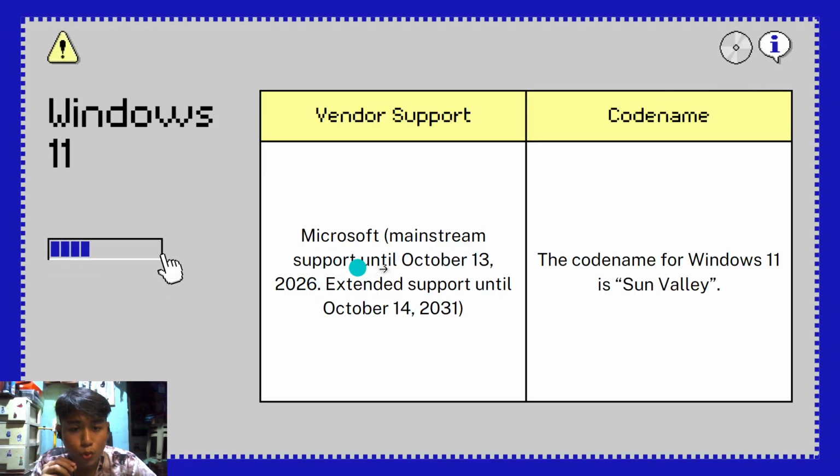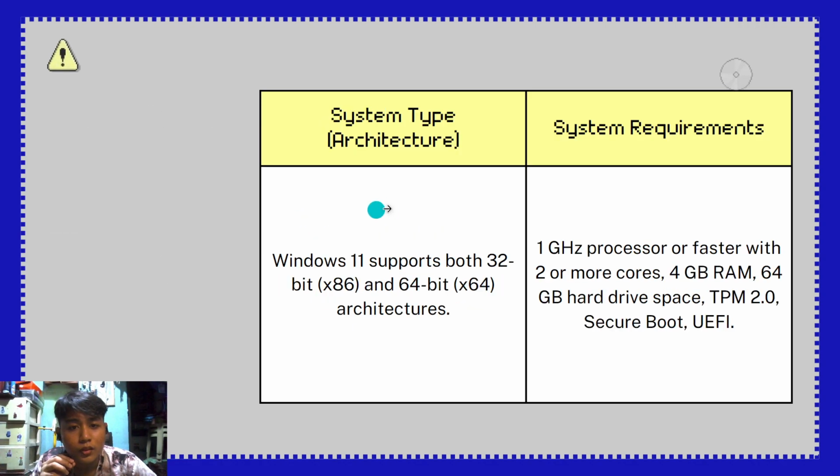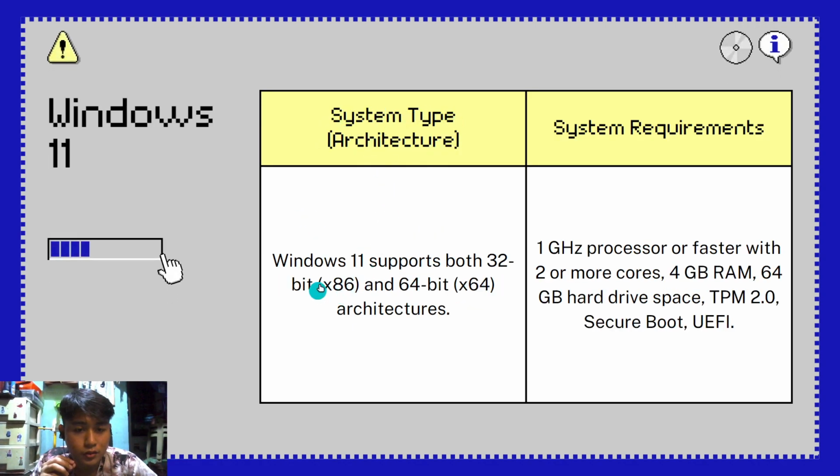Microsoft mainstream support is until October 13, 2026, extended support until October 14, 2031, and the codename of Windows 11 is called Sun Valley. Next is the system type architecture. Windows 11 supports 32-bit and 64-bit architecture. The system requirements are a 1 GHz processor or faster with 2 or more cores, 4 GB RAM, 64 GB hard drive space, TPM 2.0, Secure Boot, and UEFI.